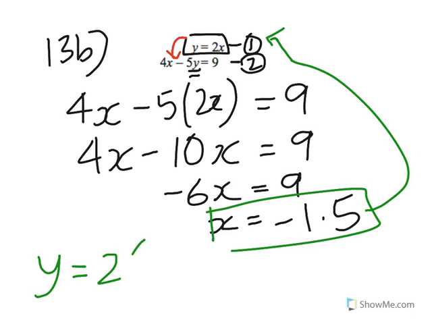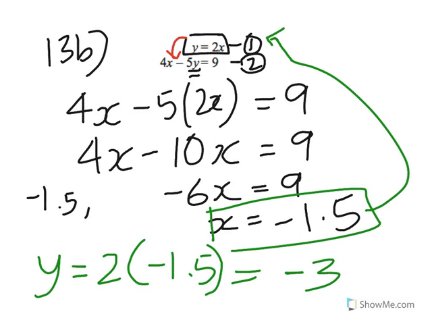So y is equal to 2 times negative 1.5, because x is equal to negative 1.5. And so y is equal to negative 3. So x is equal to negative 1.5 and y is equal to negative 3. And that's how you write it in coordinate form.